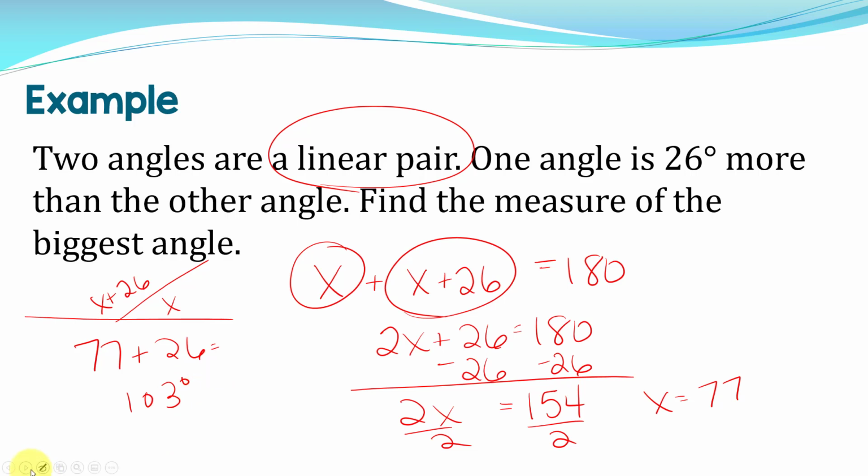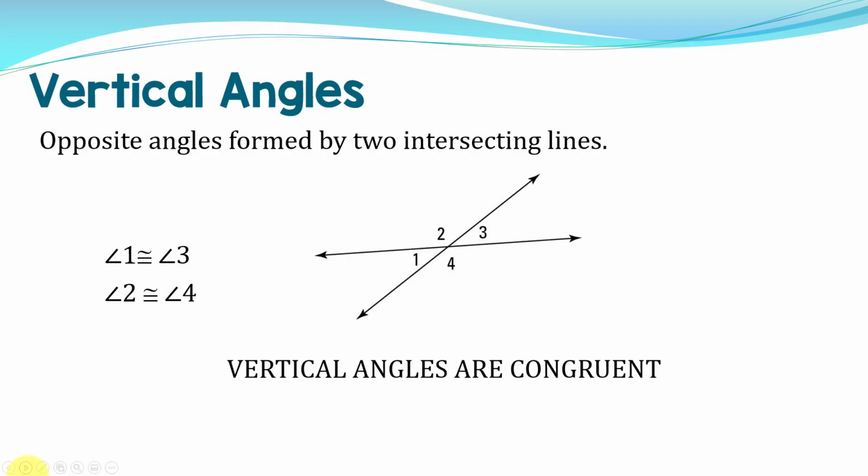All right. Definition of vertical angles. Vertical angles are opposite angles formed by two intersecting lines. So straight line, it's important that you have a straight line and then the vertical angles would be here and here. Those are going to be congruent. And here another pair of vertical angles.